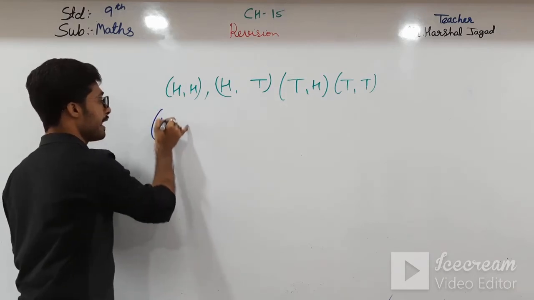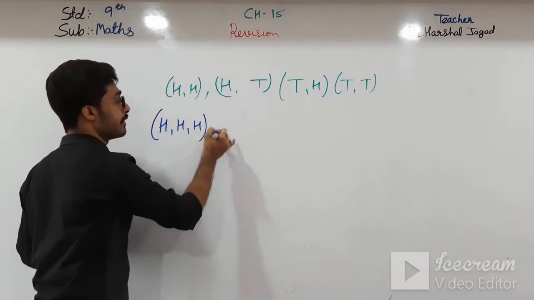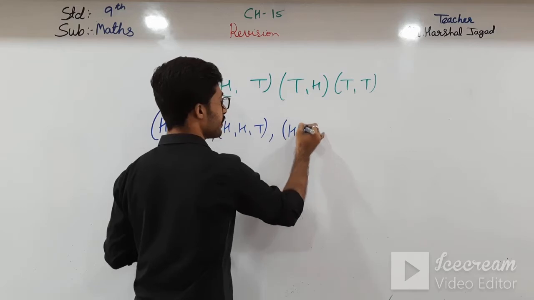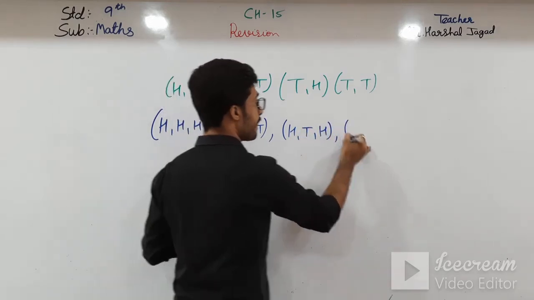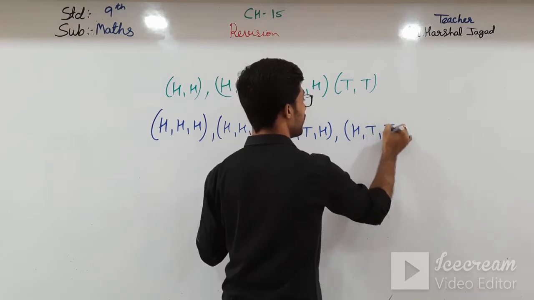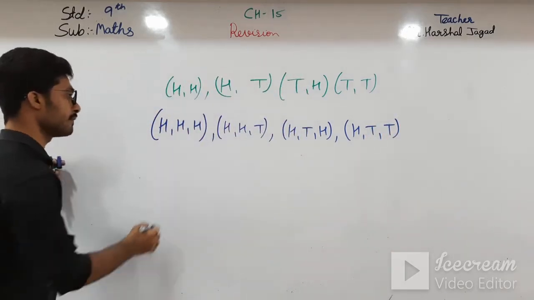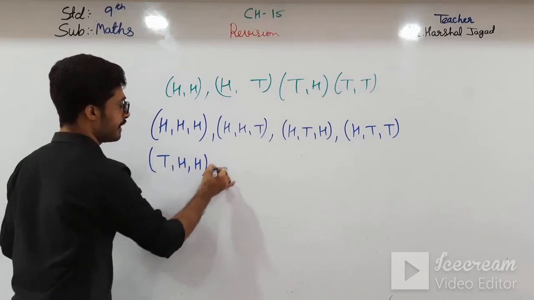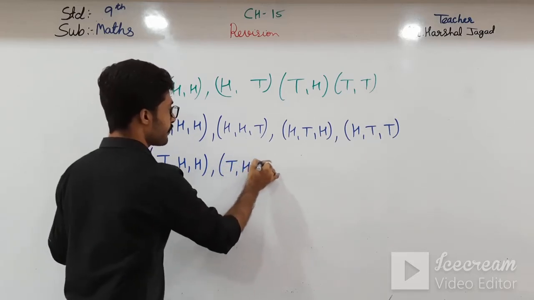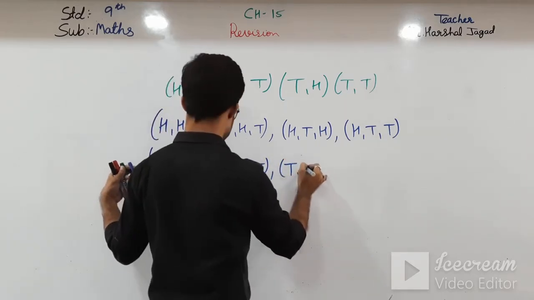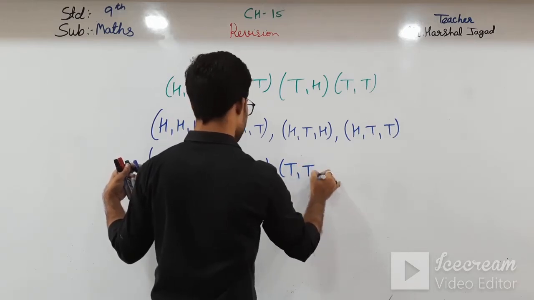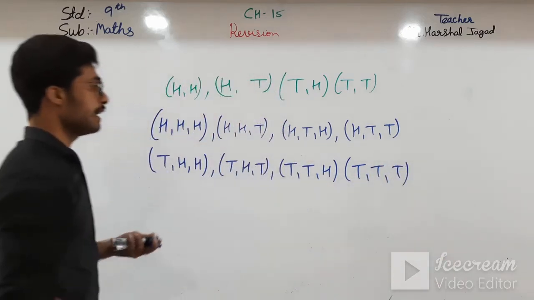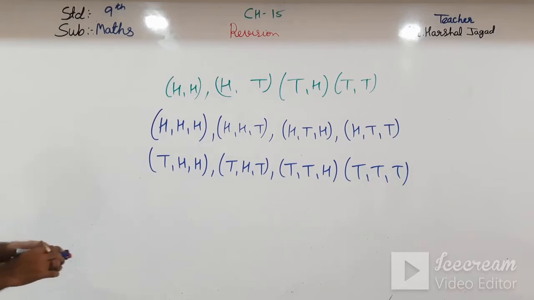There will be H, H, H, then H, H, T, then H, T, H, then H, T, T, then after that T, H, H, then T, H, T, then after that T, T, H, and then after all T. Okay, this many outcomes are possible.